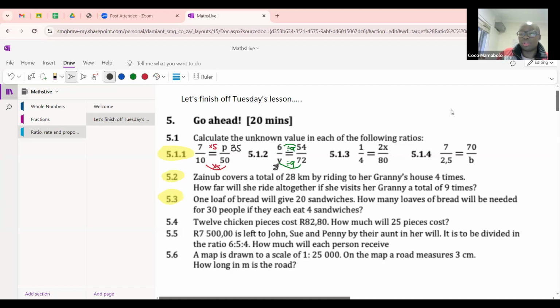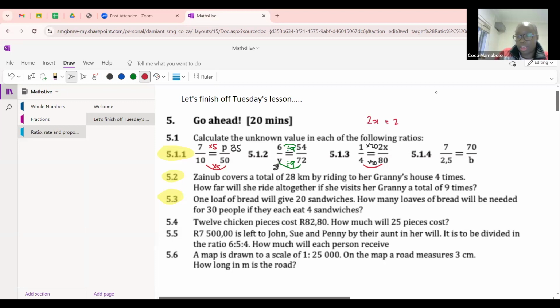All right. You want to do 5.1.3 for me? Yes. Cool. Let's go. Okay. So we need to figure out 80 divided by 4 is 20. Good. And 1 times 20 is 20. But over here, we've actually got 2x. Right. So how are we going to get rid of that 2x part over there? So x would have to be 10.